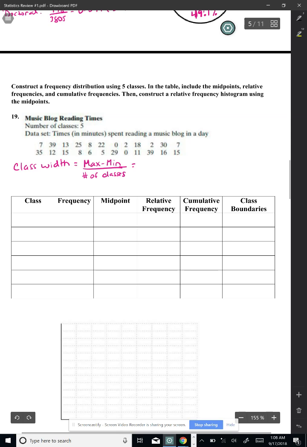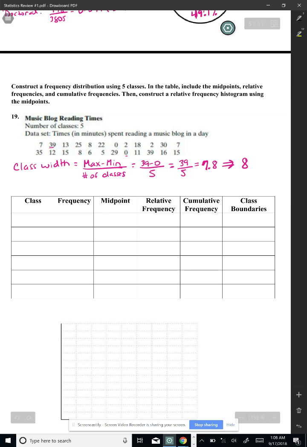So on this one, the maximum number is 39 and the minimum number is 0. So 39 minus 0, and they wanted 5 classes. So 39 minus 0 is 39, divided by 5 is 7.8. And you always round up. Even if this were a whole number, you would still round up to the next one. And I know that was one of the questions that some people had on one of the homework questions. So even if this came out to 8, you would have to round up to 9. So in this case, 7.8 is going to round up to 8. So that's your class width.